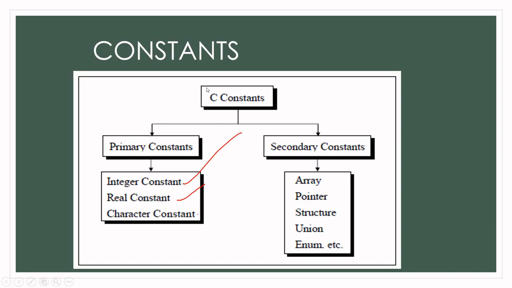Further, C constants are divided into primary constants and secondary constants. Primary constants are further divided into integer constant, real constant, and character constant, whereas secondary constants are divided into array, pointer, structure, and union. We'll go through secondary constants in an upcoming video. For the time being, we'll just concentrate on primary constants.